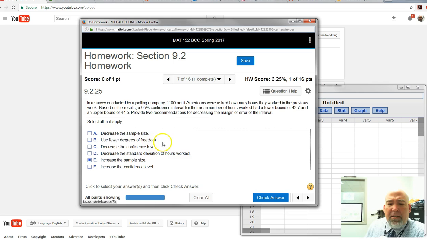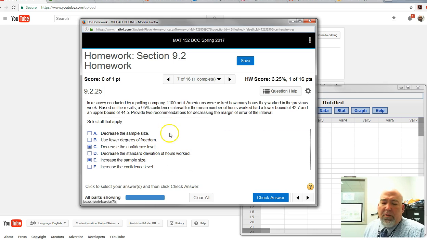So degrees of freedom we're going to talk about in a minute. Decrease the confidence. Well, if I decrease the confidence, that does mean that my interval could get smaller, right? Because I don't have to be as confident, so I can make a smaller interval. So decreasing the confidence would make my interval smaller. Increasing the confidence would make it go way out, right?